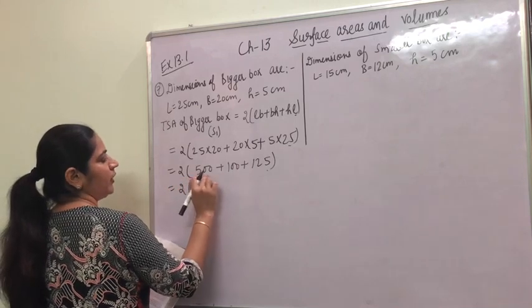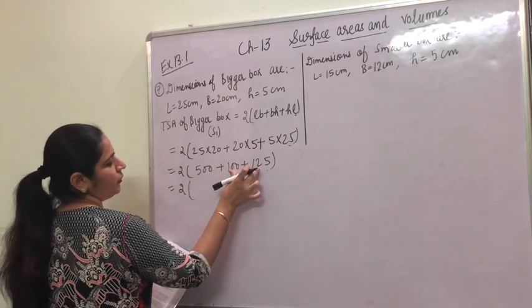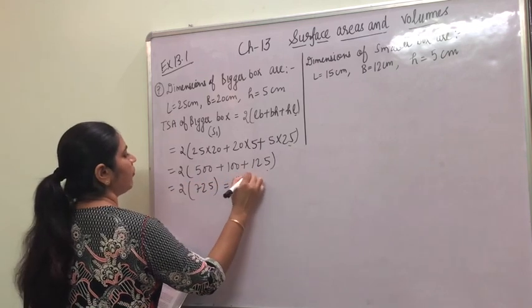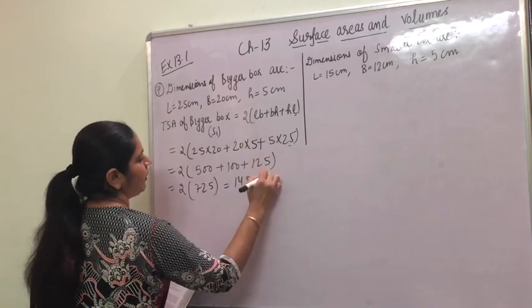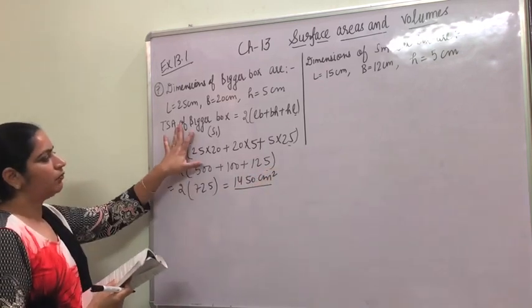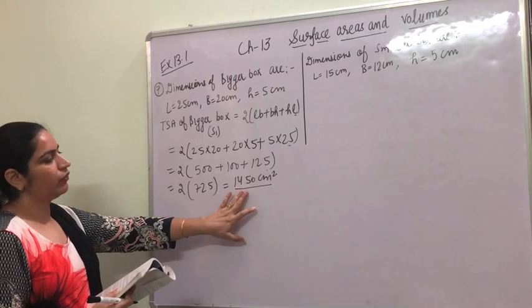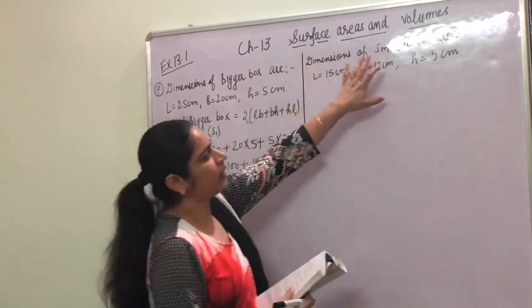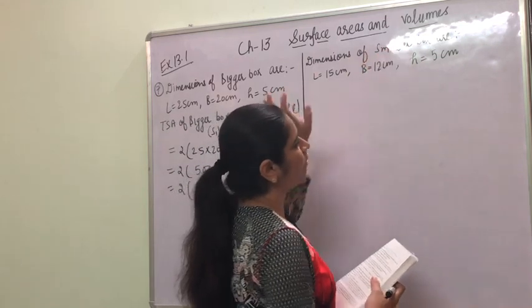Twice of 500 plus 100, 600 plus 125, 725. 725 times 2 is 1450 centimeter square. So the cardboard required for making the bigger box is 1450 centimeter square. Now we are finding cardboard required for making the smaller box.